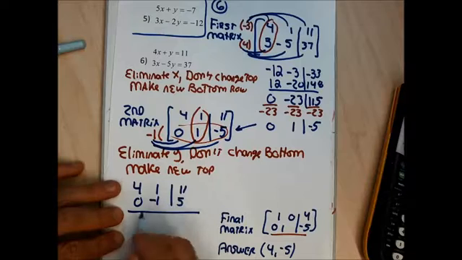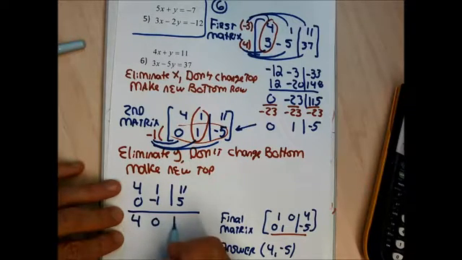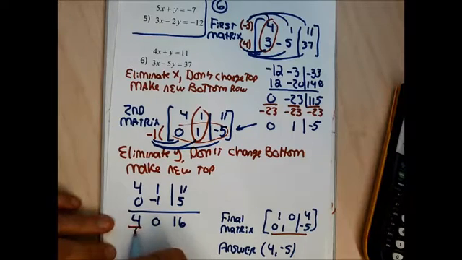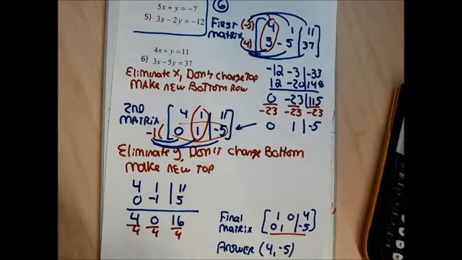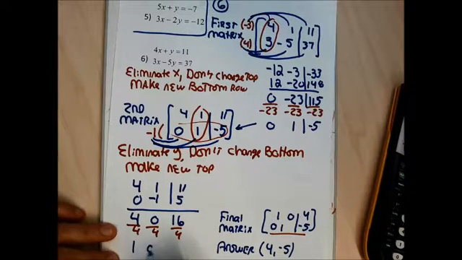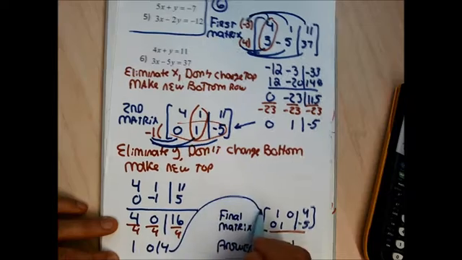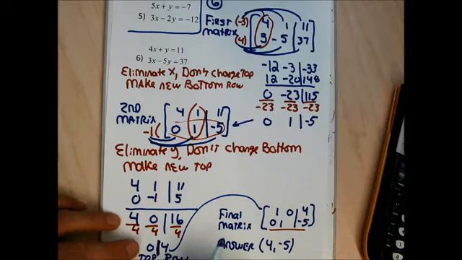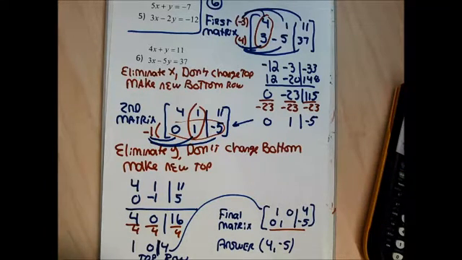Add these together and get 4, 0, and 16. Each of those numbers is divisible by 4. So I'm going to divide them by 4 and get 1, 0, and 4. And that's going to be my top row. So when we're doing this on a test, I'll need to see the elimination method done twice by hand.